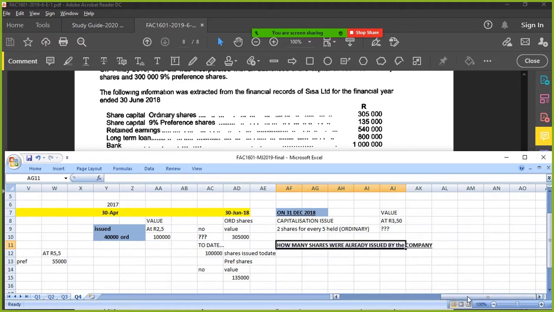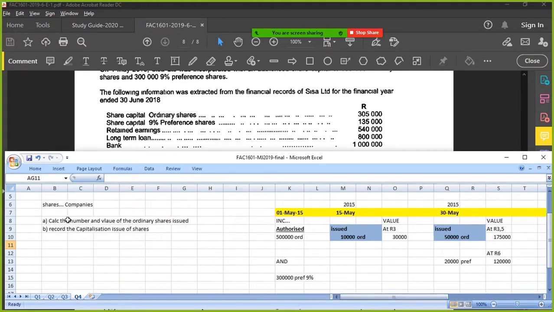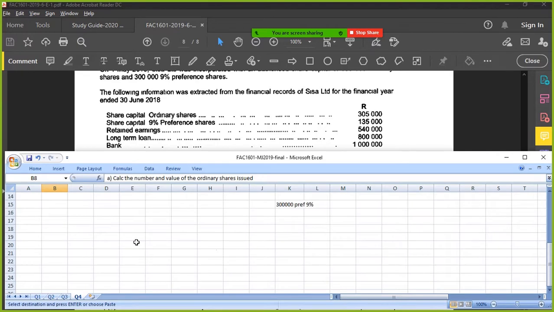Right, we've already answered one of the questions. Calculate the number and value of the ordinary shares issued. So if I'm calculating the number, copy paste: 100,000 ordinary shares have been issued.